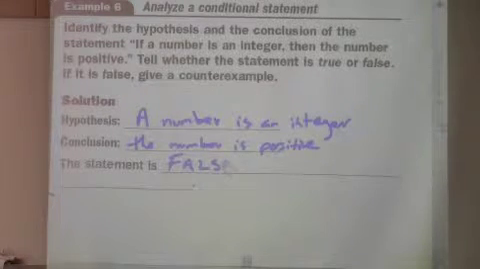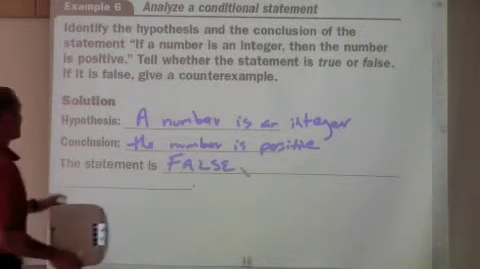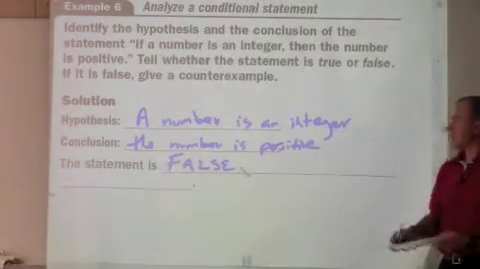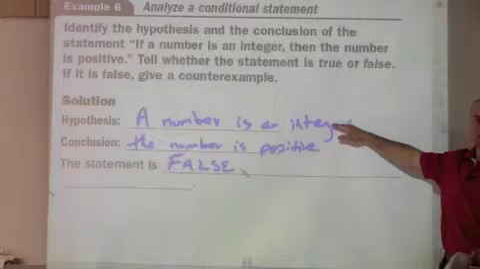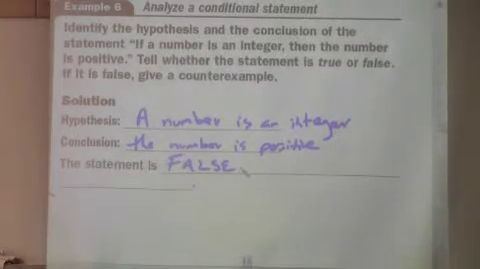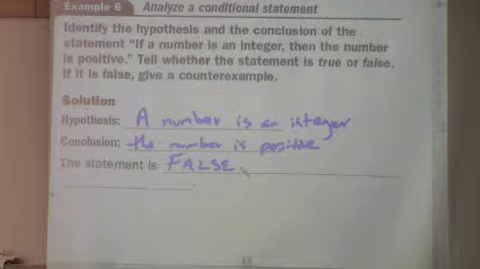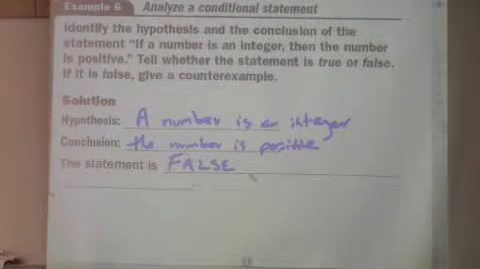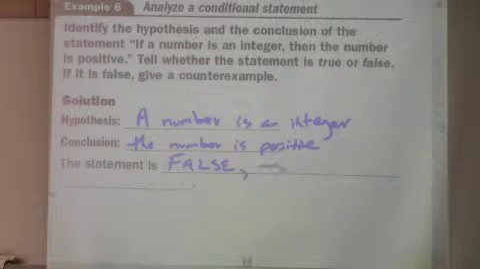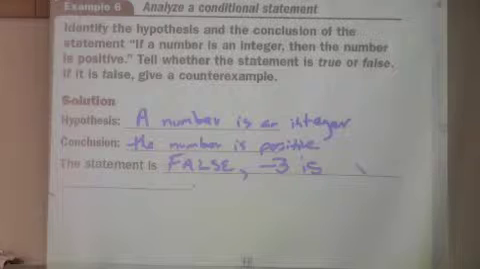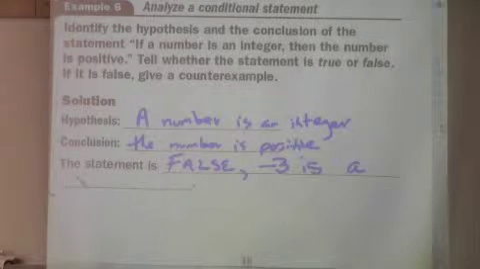Now you're right, an integer can be negative, but somebody give me a counterexample, one specific number that is an integer, but it's not positive. Give me one specific example. Can you give me one, Doll? -3 is a counterexample. One specific case that proves it false.